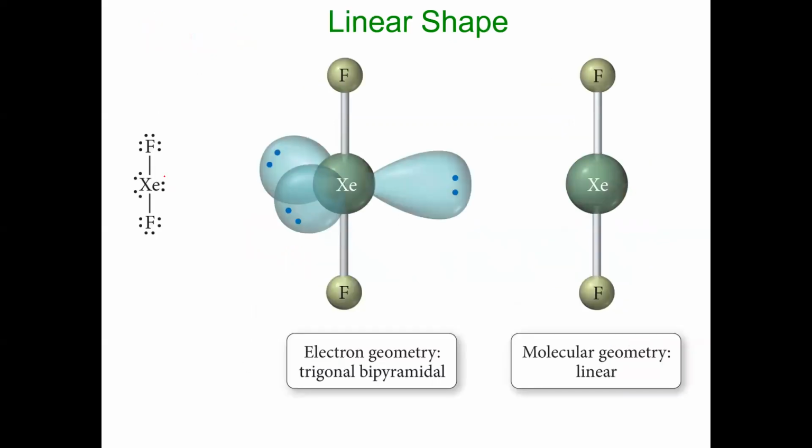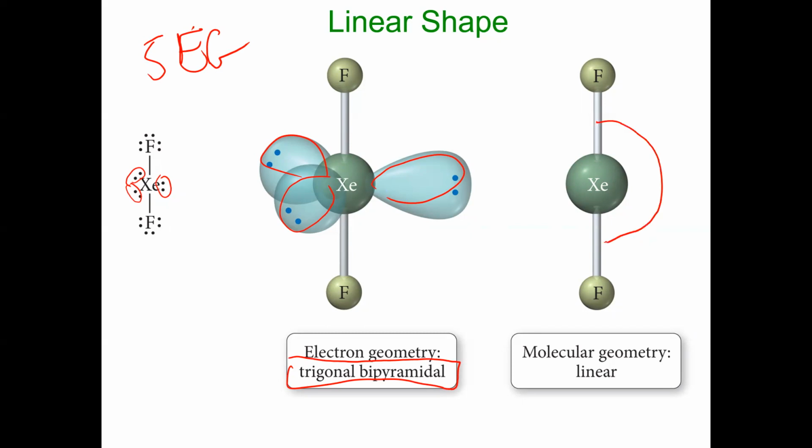If I have 3 lone pairs out of the 5 electron groups, they all go in the equatorial position. So again, I still have 5 electron groups, but the 3 lone pairs go into the equatorial position. And even though my electron geometry is trigonal bipyramidal, my molecular geometry is linear. Now I've maximized this distance, and it's actually 180 degrees. There's no bond angle distortion because they're both equal distance from the equatorial plane.